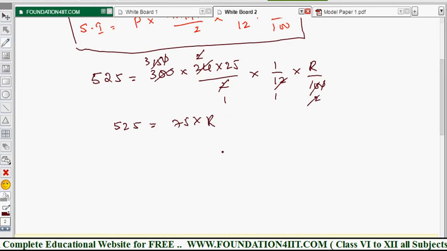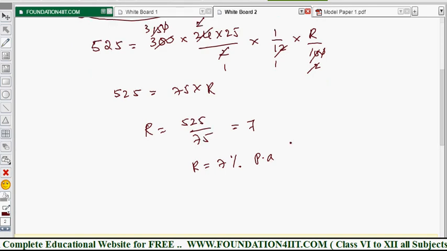Then r is equal to 525 by 75. Then 75 sevens. So the rate of interest is equal to 7% per annum.